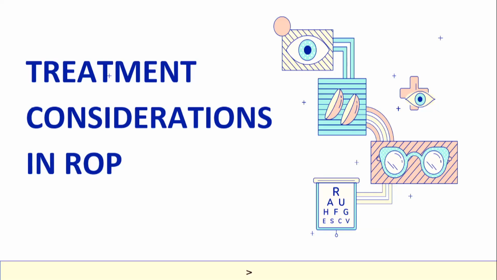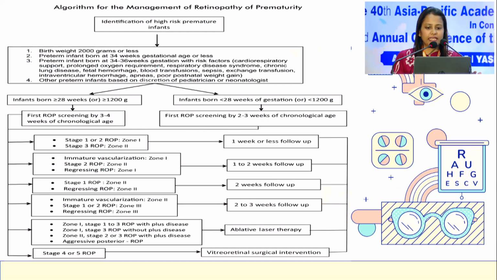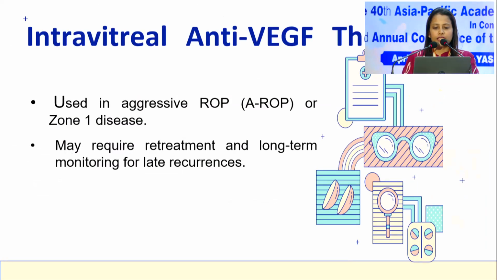So the treatment considerations. So this seems like a very difficult algorithm, but the basic thing is that we follow up between 1 week to 2 to 3 weeks until it needs treatment. And treatment historically has always been laser therapy. And we go in for treatment when it's any stage zone 1 with or without plus disease, and zone 2, stage 2 or 3 with plus disease or AROP. Now we've started giving, for quite some time now, anti-VEGF therapies also in AROP.